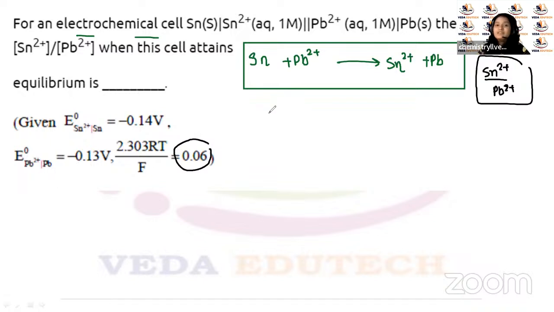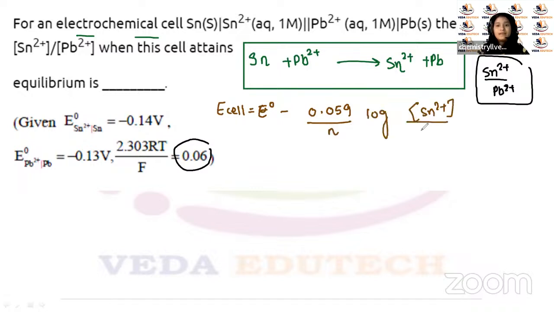Yes. So if we see here, our E cell is equal to E naught minus 0.059 by n log of Sn2+ by Pb2+. Now, children, can we find out the E naught? Yes, because Sn has undergone oxidation. So have we been given oxidation? No, we have been given the reduction. So Sn to Sn2+ will be 0.14. Pb2+ is given as 0.13, so this will be minus 0.13. So this is going to be 0.01.